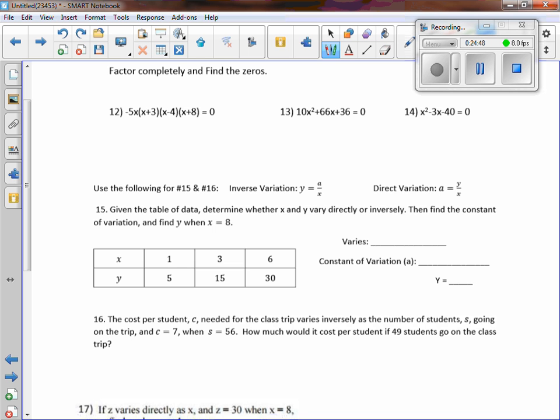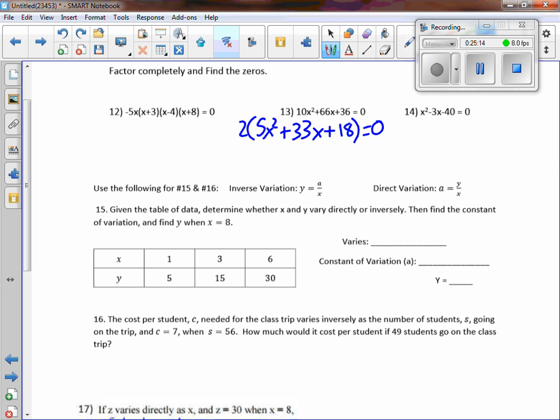Number 13, first off, as always when we're factoring, look for that GCF. In this case, every single one of those guys divides by 2. So we'll factor out the 2. We're left with 5x squared plus 33x plus 18 equals 0.